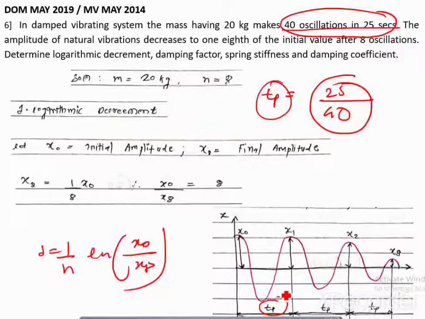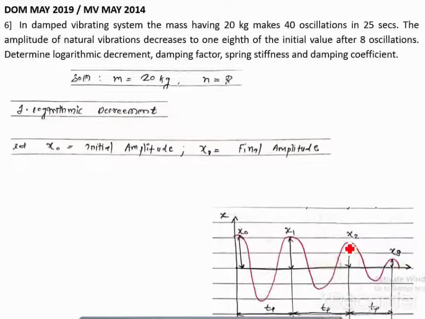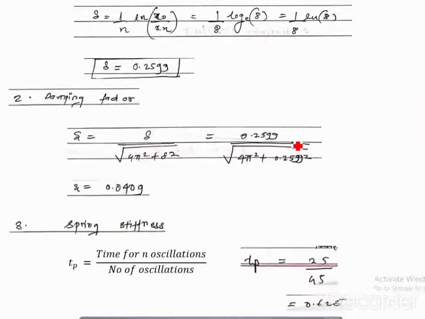If you don't know the time for one cycle, but you know the time for a number of cycles or oscillations, you can find out Tp in this manner: time for n oscillations upon number of oscillations. Remember this. So let us say Tp is equal to 25 upon 40. Basically I have one small correction: instead of 40 I have taken 45. Doesn't matter, you can take either. If you are taking 40, you can also calculate. So Tp is equal to 25 upon 40, 0.625.